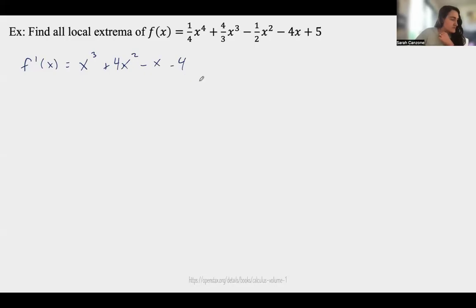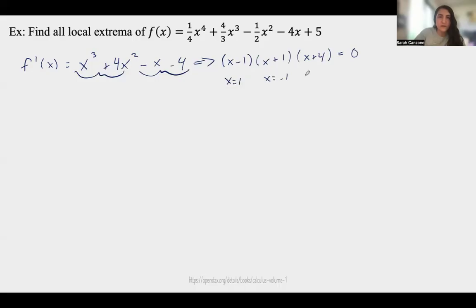If we factor this function, I will tell you the factors go x minus 1, x plus 1, x plus 4. And you can do that by factoring by grouping here if you'd like. You can group these two terms, and then factor them. So you factor it, and we know we have to set this equal to 0 and solve. So that tells us that x equals 1, x equals negative 1, and x equals negative 4 are going to be our critical points or critical numbers.